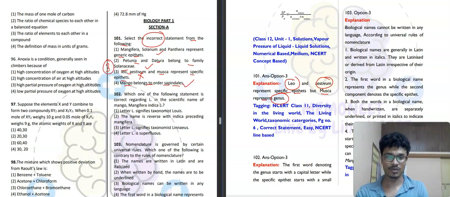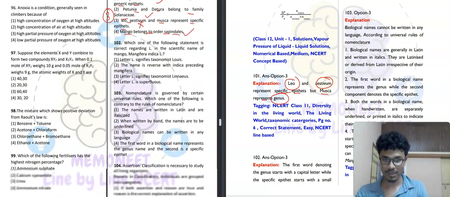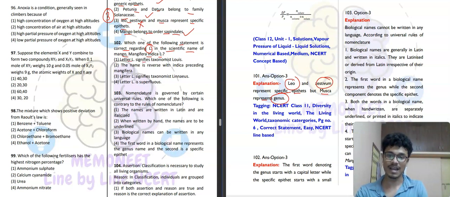Now the next one is 102. Okay. So it is saying that which one of the following statements is correct regarding L in the scientific name of mango, Mangifera indica L. So what does this L mean? Let's read the options. First is saying that letter L signifies taxonomist Lewis. We don't know any taxonomist Lewis. This is the incorrect one.